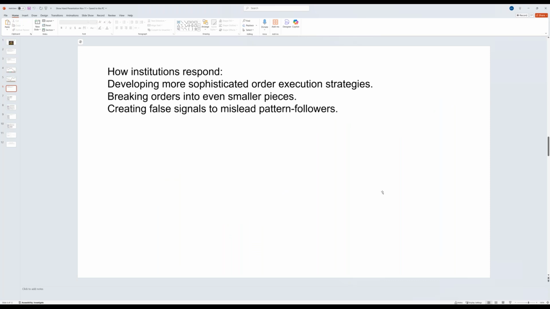So over the years, how have institutions responded? Well, the first way was to develop more sophisticated order execution strategies. It's not so much that they've got 1,000 E-minis to buy, so you just buy 1,000. No, they break it up. They've got waves, subwaves. They'll work it in over a certain time period or percentage of volume, work bids, lift offers, etc., depending on if it's buy or sell. So they're going to break it into smaller pieces.